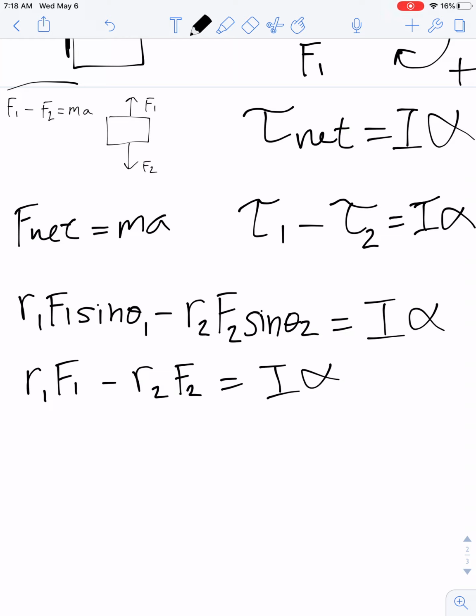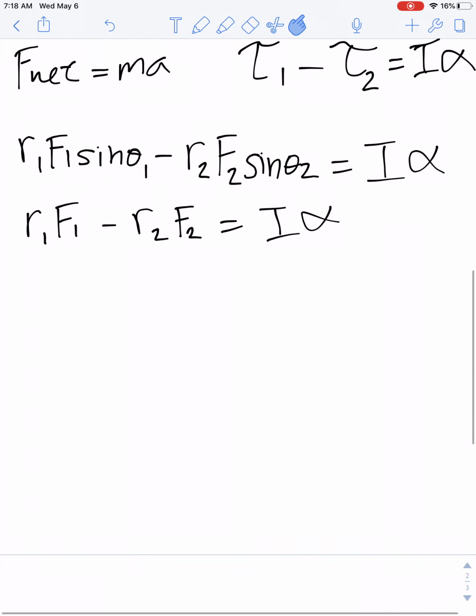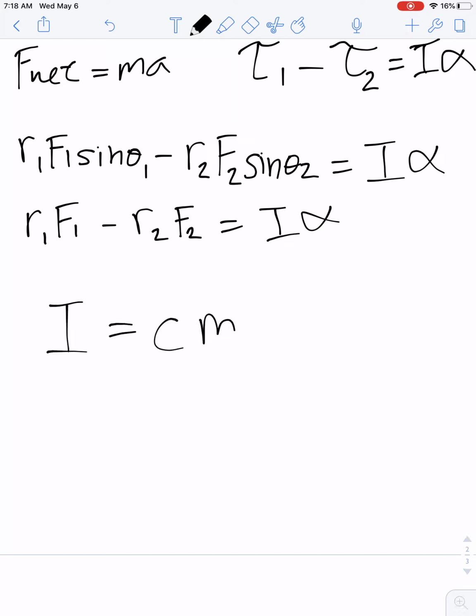Before we can, though, it's worth noting that we might have to calculate an inertia. So what do we do about that inertia term? Well, I'm going to touch on inertia briefly here, and this is going to be a quick little sidebar. But it's important to know that inertia in general is equal to c m r squared, where we'll address each term.